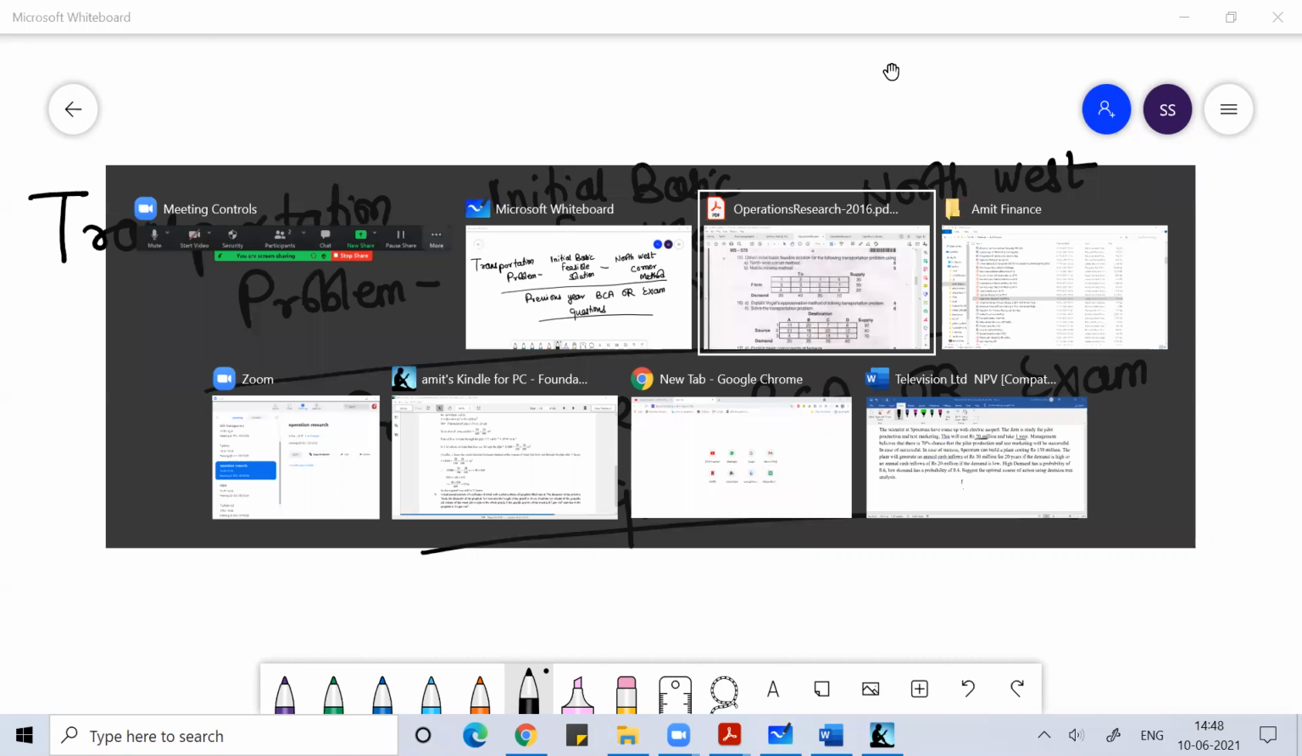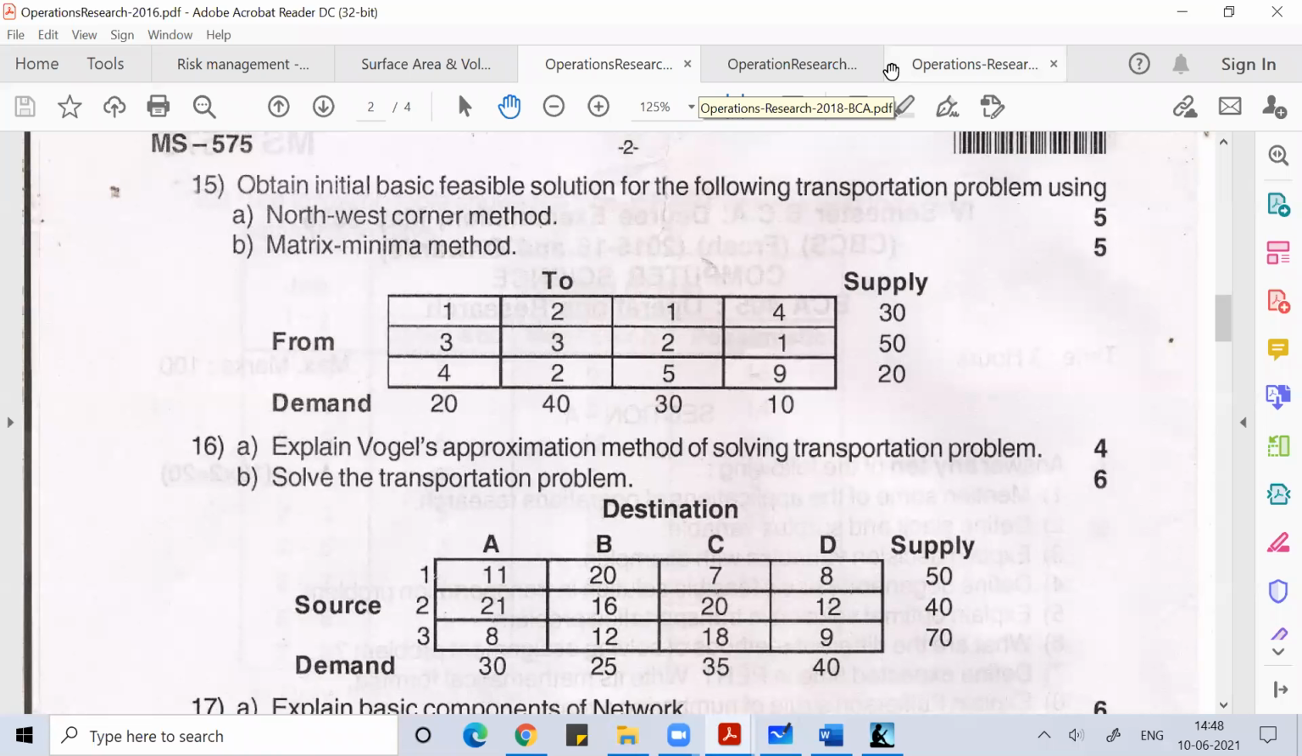First we'll do the problem which came in the year 2016. It is a 10 marks question where you need to find the initial basic feasible solution first by the northwest corner method, then by the matrix minima method. I'll not discuss matrix minima in today's class, but in future classes. Today I'll only focus on the northwest corner method. I'll write down the data and start solving.